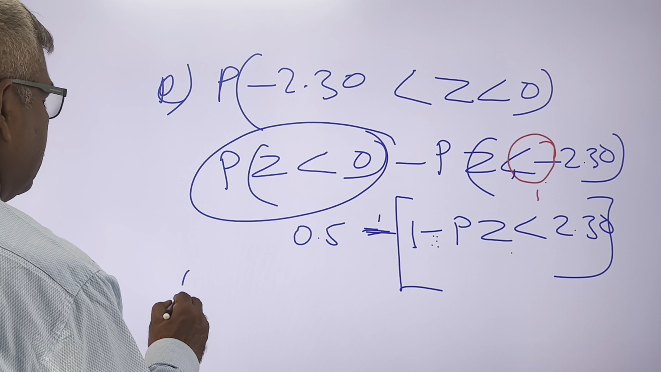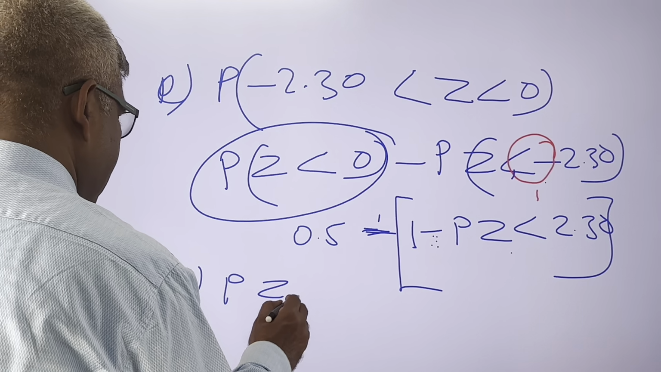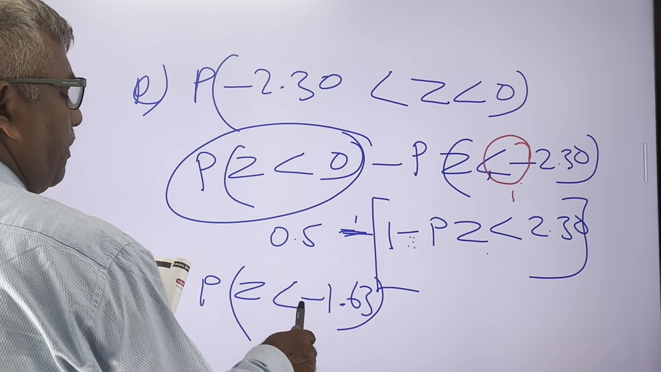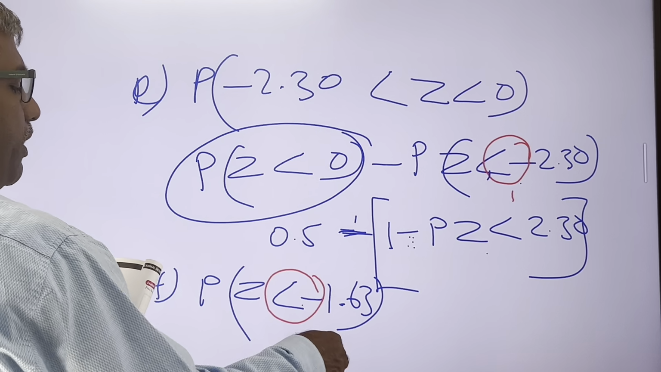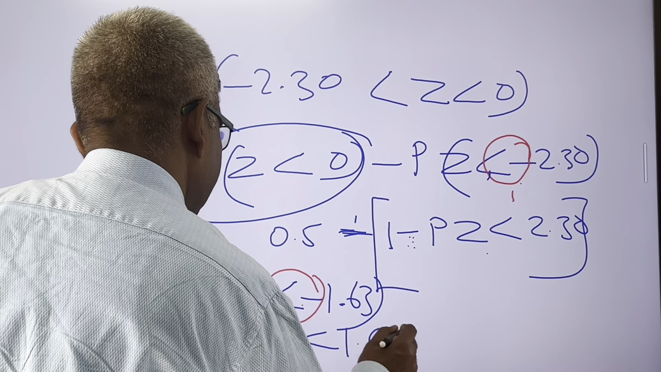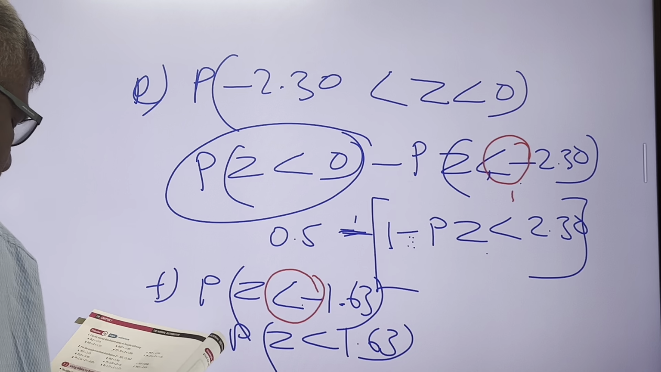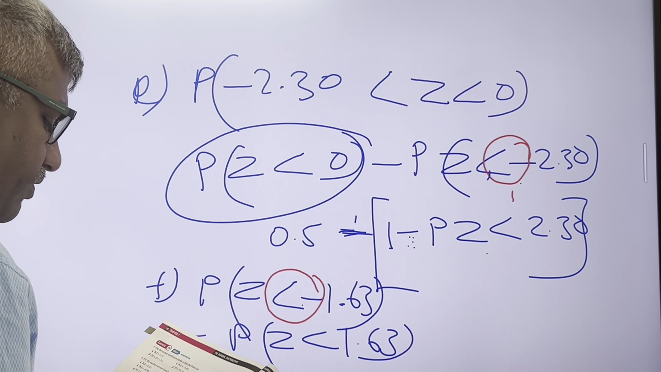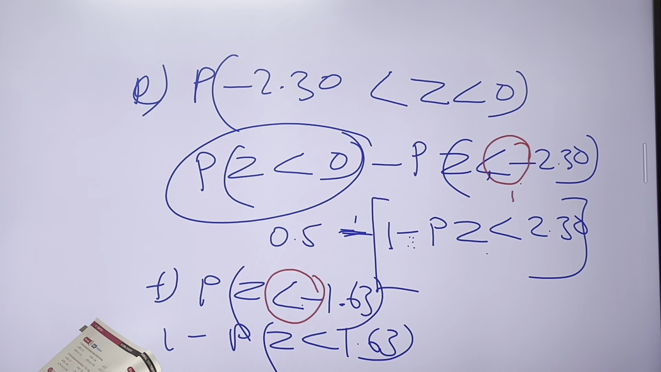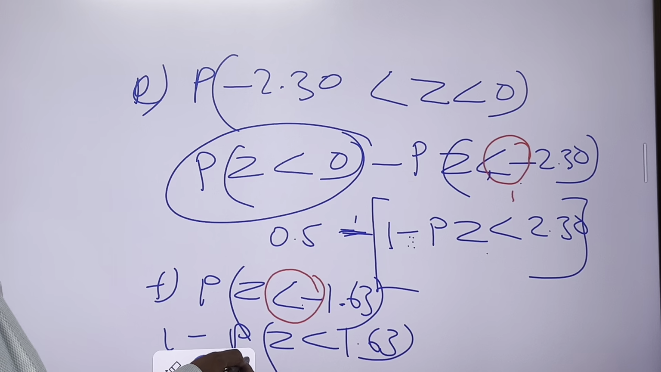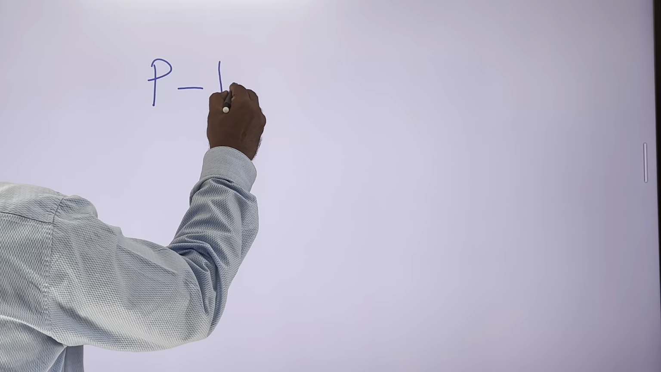F, probability of Z is less than minus 1.63. The minus sign you cannot put, so greater than, then 1 minus probability of Z is less than 1.63. G sum we have already done in 1F, the same type. H sum is somewhat interesting. I will do it.